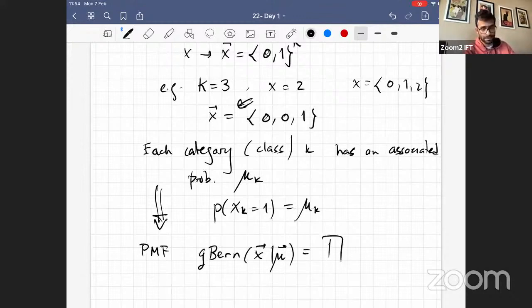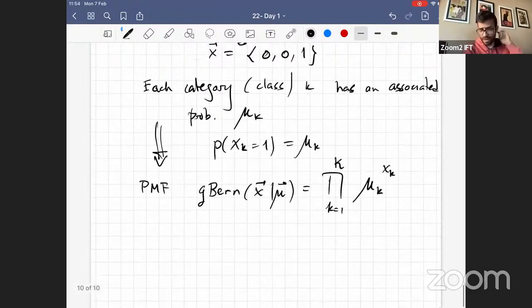This is the product over K of mu K to the xk. And note that you can recover here the Bernoulli distribution if you have two classes, because then you have mu to the x, which is the only value you have, times the second class. But for the second class you are obliged to have 1 minus mu, and then you have 1 minus x. Okay, so this is a generalization of the Bernoulli.